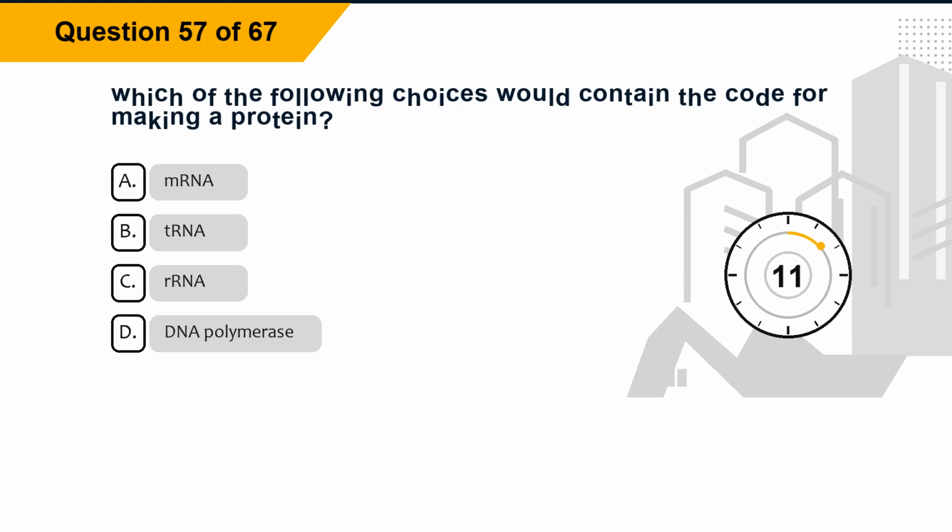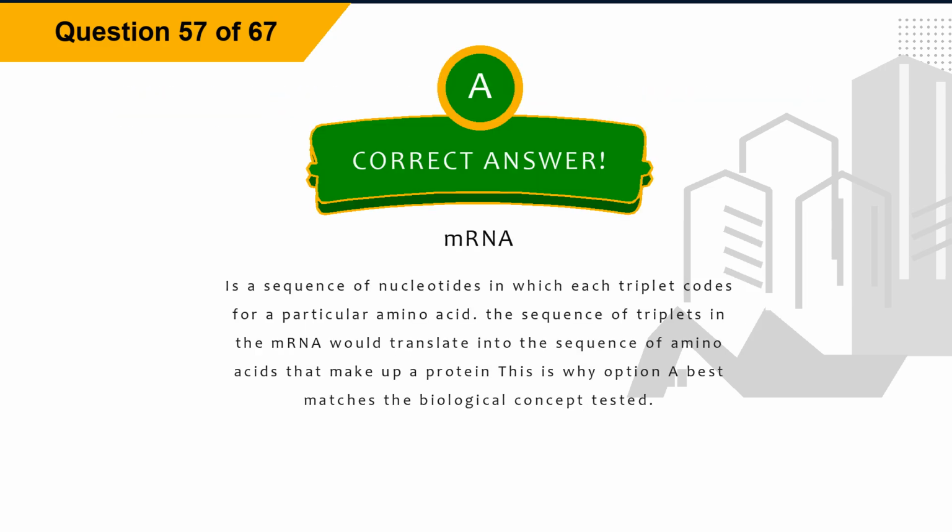Which of the following choices would contain the code for making a protein? Option A, mRNA. Option B, tRNA. Option C, rRNA. Option D, DNA polymerase. The correct answer is option A, mRNA. Explanation. mRNA is a sequence of nucleotides in which each triplet codes for a particular amino acid. The sequence of triplets in the mRNA would translate into the sequence of amino acids that make up a protein. This is why option A best matches the biological concept tested.